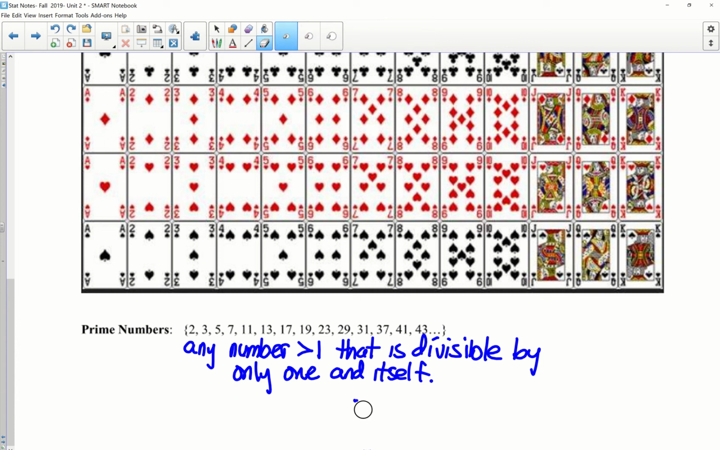It's pretty common. Pretty common idea that's used in probability is to say, well, what's the probability of getting a prime number when you select a card from a deck or when you roll a die or something like that? So it's just worth having a handle on.